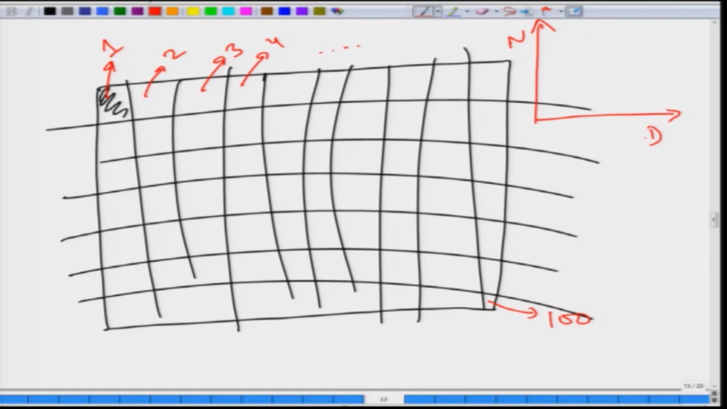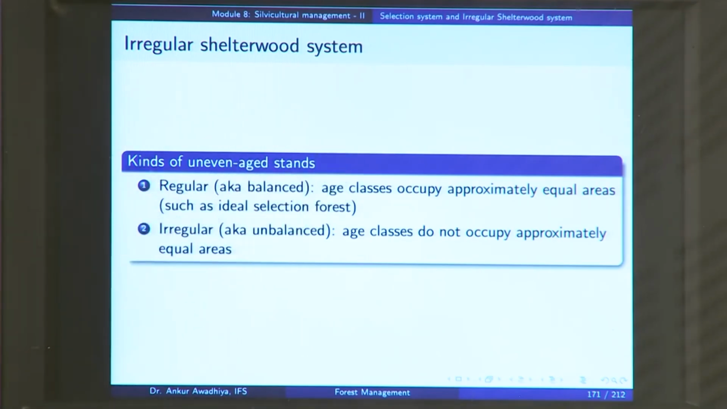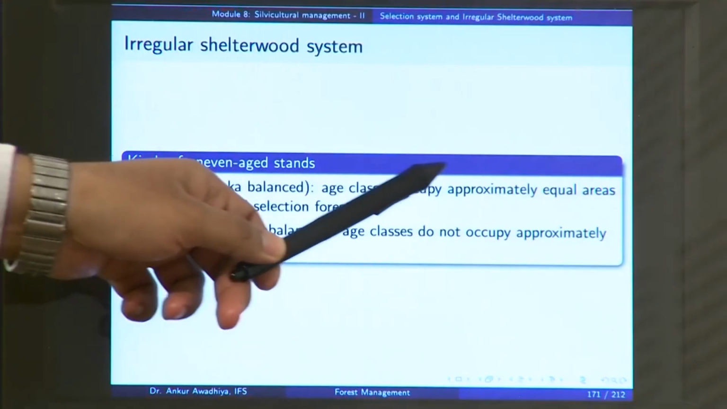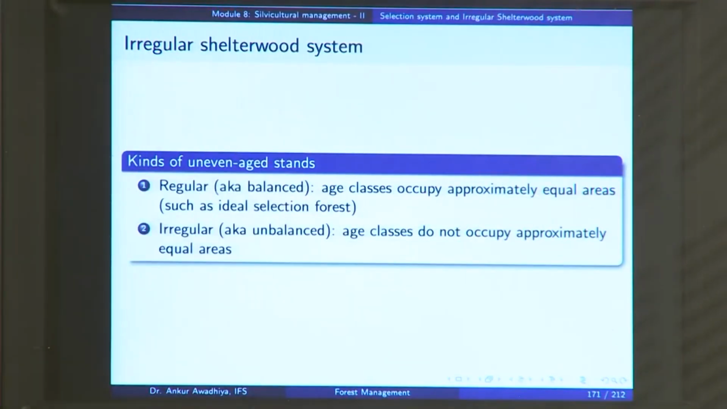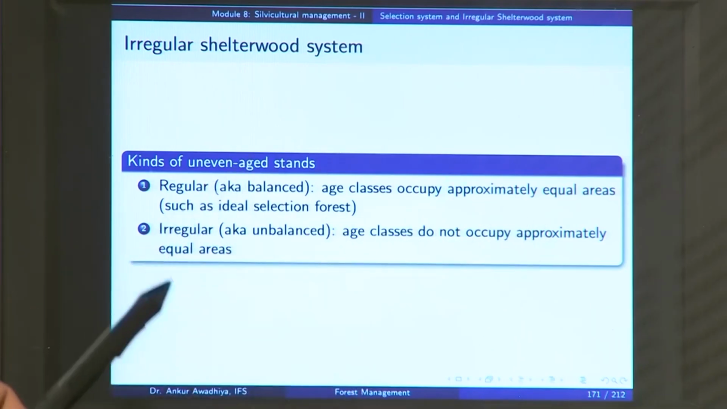If you draw it for such a forest, it will be an ideal selection forest, and this is a regular uneven aged forest, because here you have different age classes. Like this is the age class of 0 to 1 year. So, different age classes are occupying approximately equal areas of the land. So, this is in the case of a selection forest. In the case of an irregular forest or an unbalanced forest, the age classes do not occupy approximately equal areas.